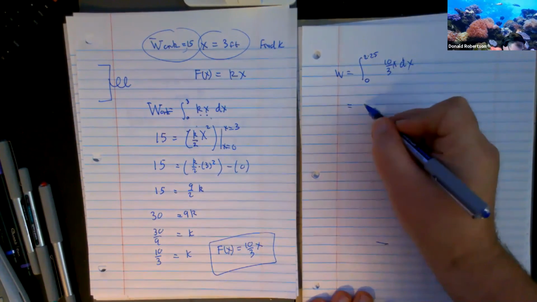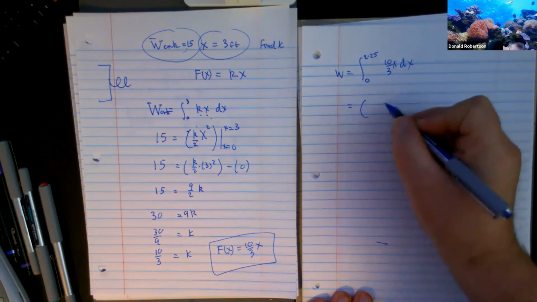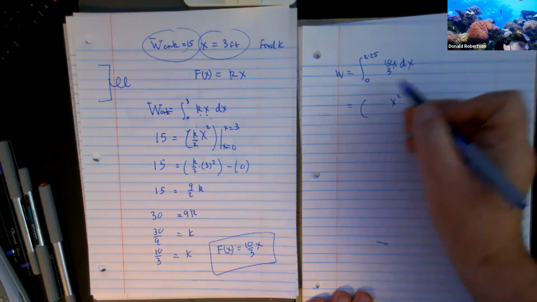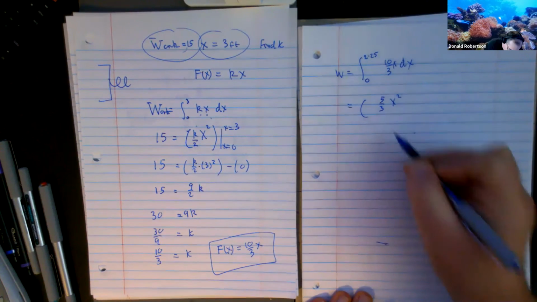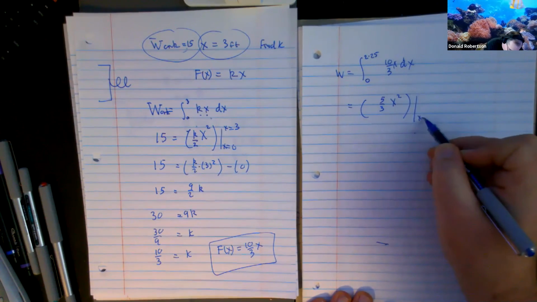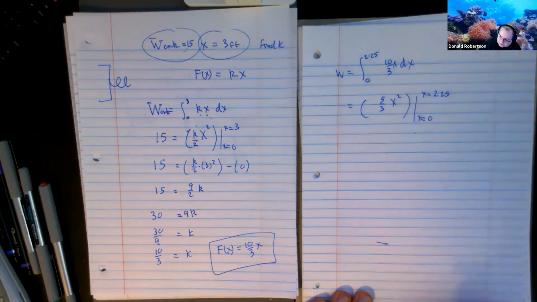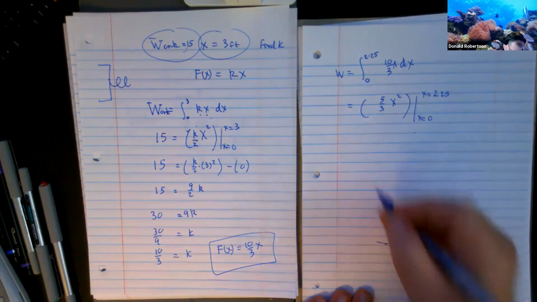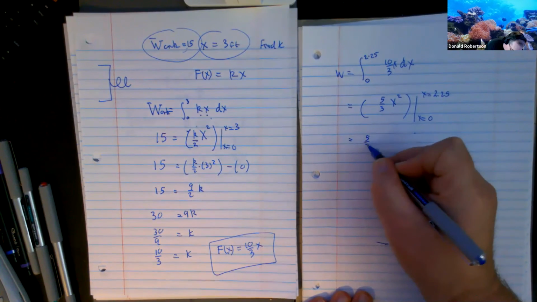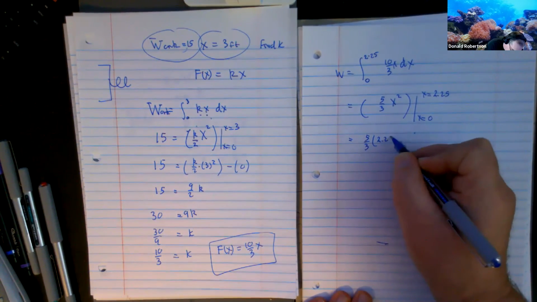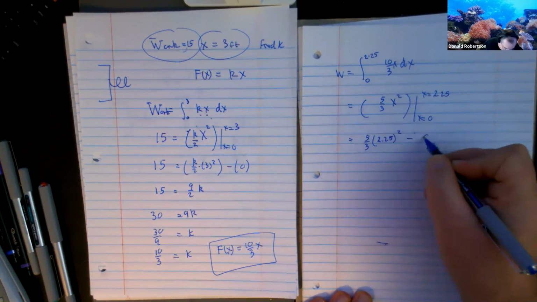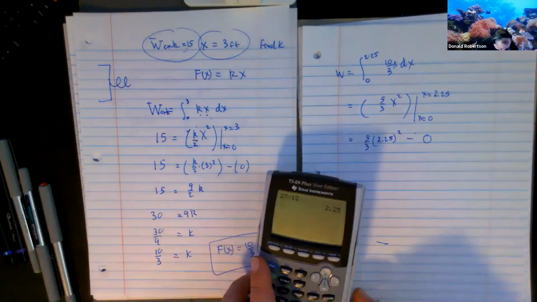So it's going to be add 1 to the power and divide by the new power, which gets you that. You're going to evaluate it at 0 and at 2 feet, 0.25. That's going to be 5/3, 2.25 squared, take away a whole load of nothings. Time for the calculator.